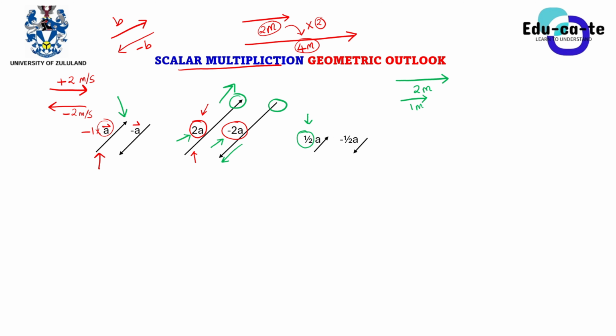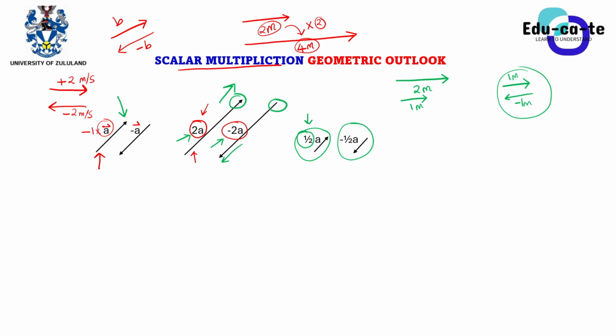Look at negative half a. If you compare this one, which is 1 over 2a, and this one, which is negative 1 over 2a, they have the same size. The length of the arrows is the same. It's like we have here 1 meter, and then here negative 1 meter. You can see that they have the same size. These arrows are of the same length. The magnitudes of the vectors are equal.